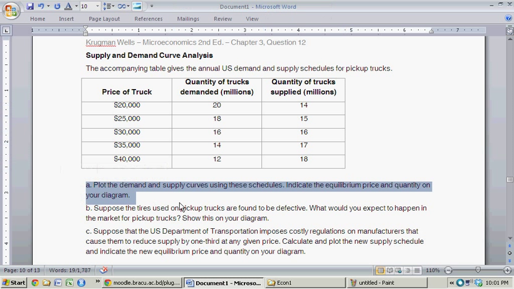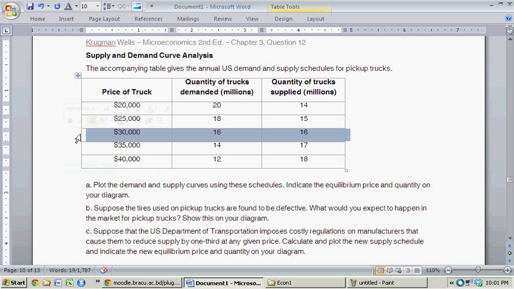So plot the demand and supply curves using these schedules and indicate the equilibrium price and quantity on your diagram. First off, just looking at this, you can tell where the equilibrium price and quantity is going to be. The definition of equilibrium price and quantity is where quantity demanded equals quantity supplied. So at $30,000, the quantity demanded is 16 and the quantity supplied is 16. Here you have buyers and sellers perfectly matched at the same quantity at this price.